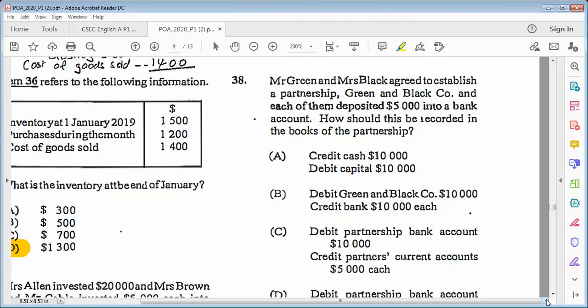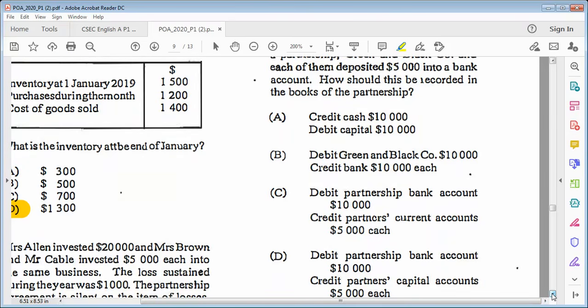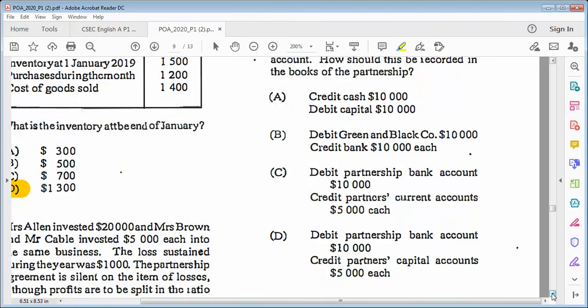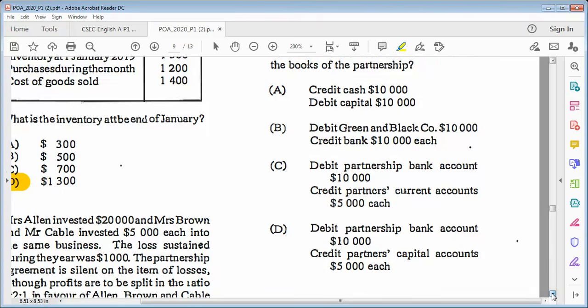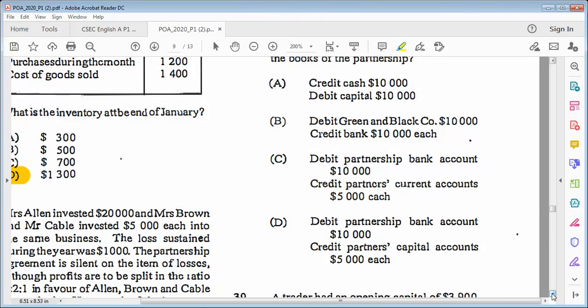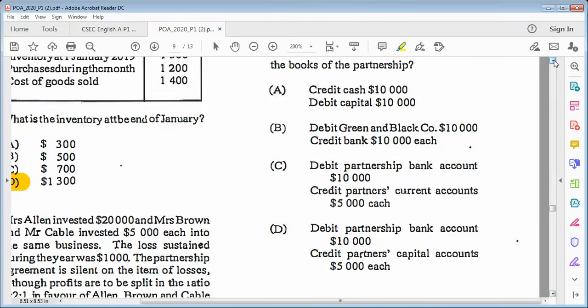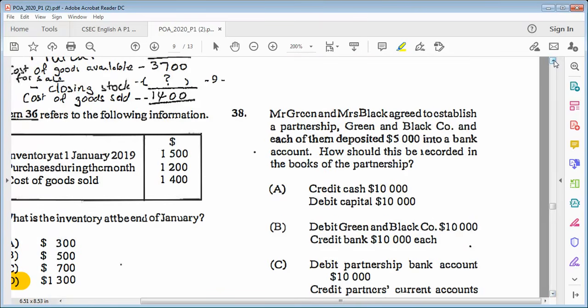A. Credit cash $10,000, debit capital $10,000. B. Debit Green and Black Company $10,000, credit bank $10,000 each. C. Debit partnership bank account $10,000, credit partners current account $5,000 cash. D. Debit partnership bank account $10,000, credit partners capital accounts $5,000. So what would be our answer then there?